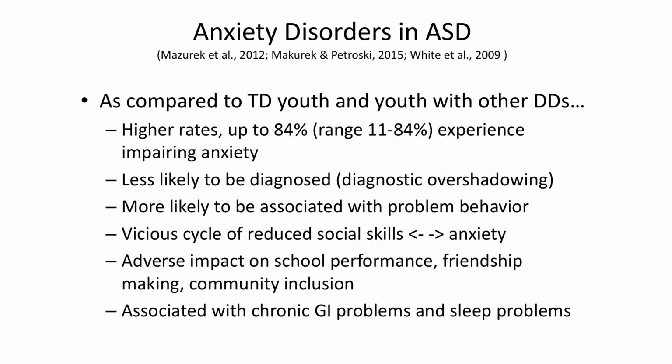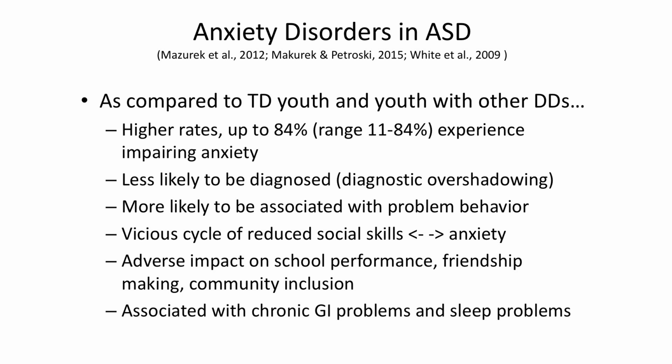It's less likely to be diagnosed. So this idea of diagnostic overshadowing. When you have something like autism, and that's pretty salient, and that's what's focused on when the child's young, some people might see the anxiety as just being part of the autism, but if it's not seen as being separate, often you don't get the diagnosis, and then you don't get the recommendations for the treatment that could be quite beneficial. It's more likely to be associated with problem behavior.